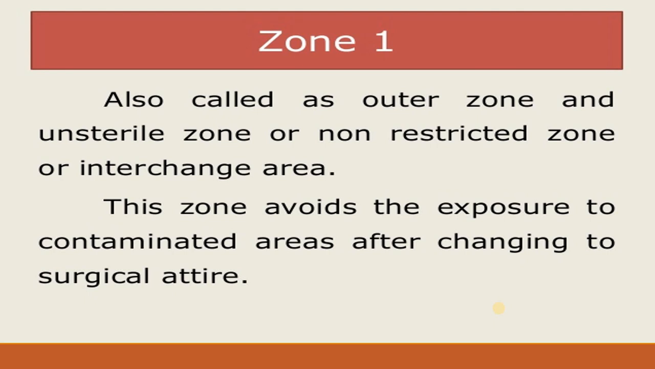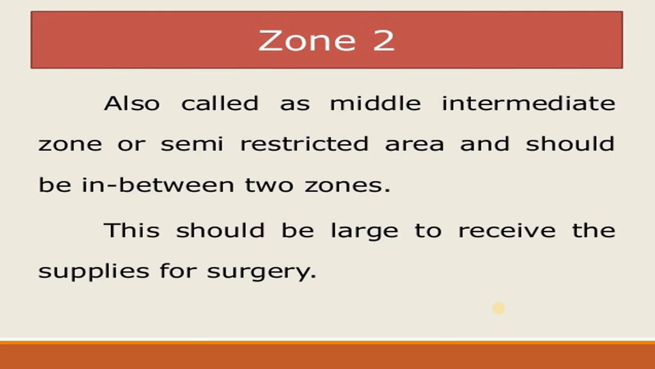We also call this the outer zone, unsterile zone, non-restricted zone, or interchange area. This zone avoids exposure to contaminated areas after changing into surgical wear. Next is zone second. It is also called the middle or intermediate zone. This is the semi-restricted area, and it should be in between the two zones.